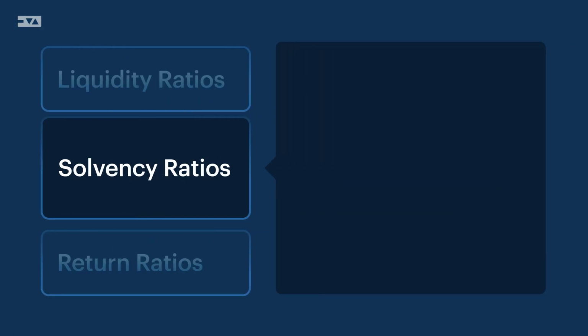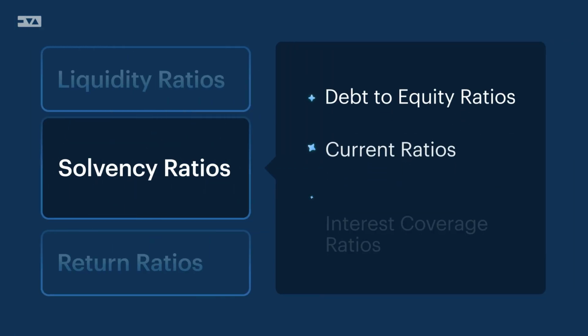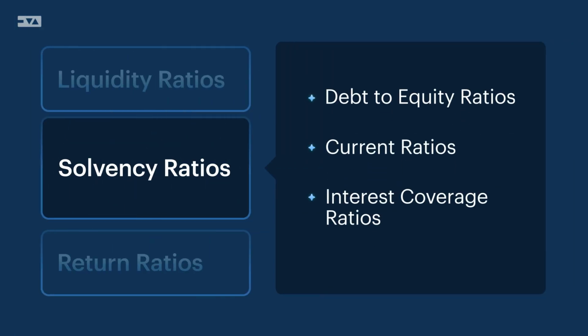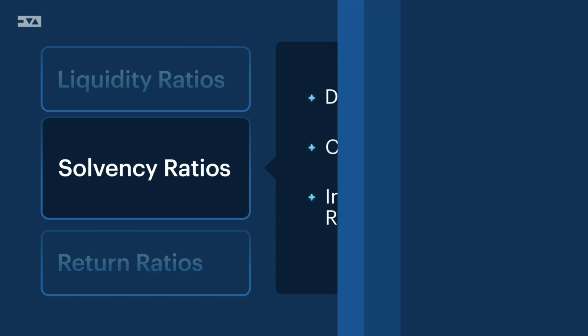A solvency ratio is one of many metrics used to determine whether a company would be sustainable in the long term or not. Solvency ratio is a more comprehensive metric as it measures a company's actual cash flow rather than net income. Solvency ratios include the debt to equity ratio, current ratio, yes, it appears here too, and interest coverage ratio. Let's begin with debt to equity ratio.